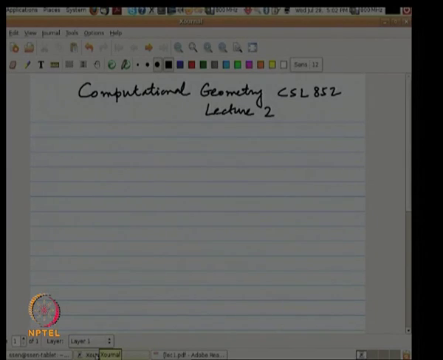Welcome to lecture 2 of the course on computational geometry. I would like to reiterate a couple of things that got left out.